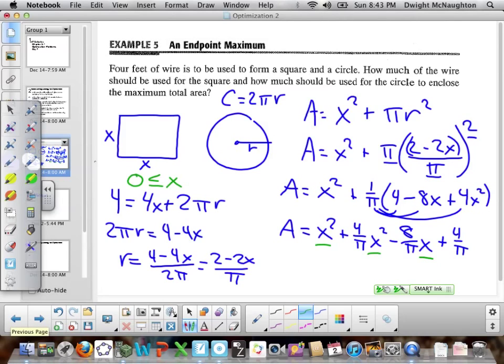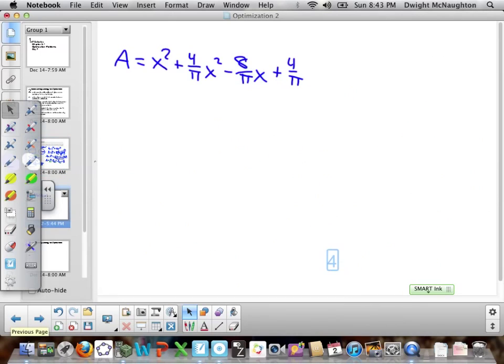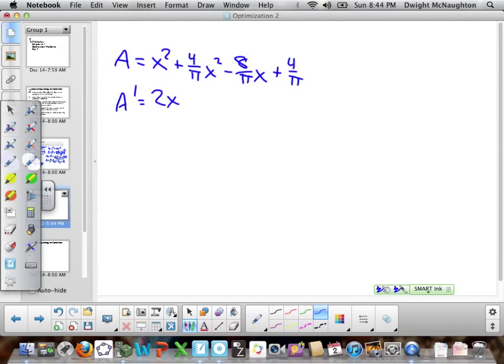Or, if we use all of the wire for the square, each side would be 1 foot. So our values will be between 0 and 1. So we only want to check between 0 and 1. So we will take our derivative. A prime equals 2x plus 8 over pi x minus 8 over pi. We'll set that equal to 0.